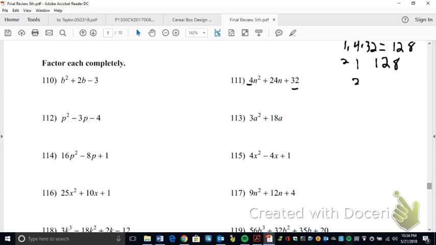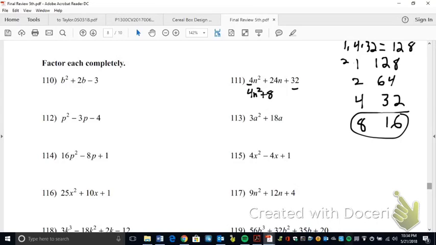So we're going to start going through our factors. 1 and 128, 2 and 64. 3 doesn't work, so we're going to go 4 and 32, and 8 and 16. Haha, 8 plus 16 equals 24. So now, next step, we want to rewrite the equation, but instead of using our b, 24n, we're going to write that as a sum of 8n plus 16n, like so. 4n squared plus 8n plus 16n plus 32.